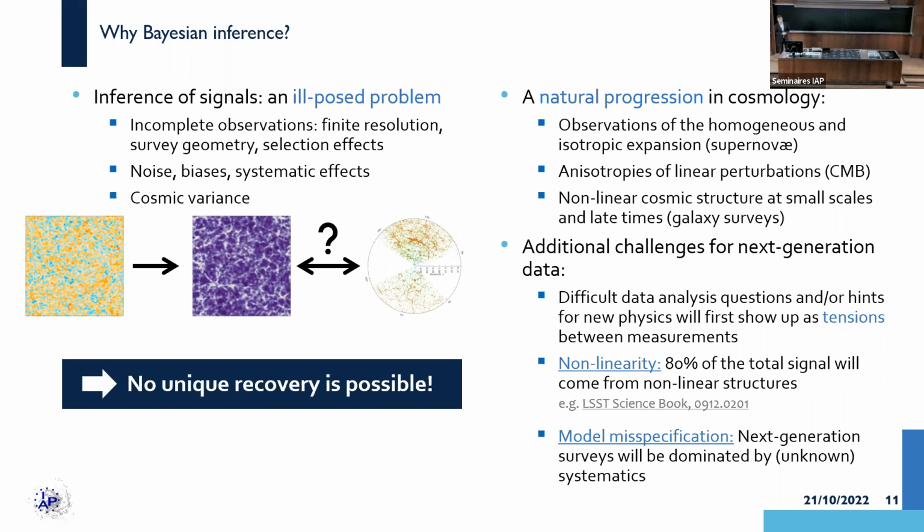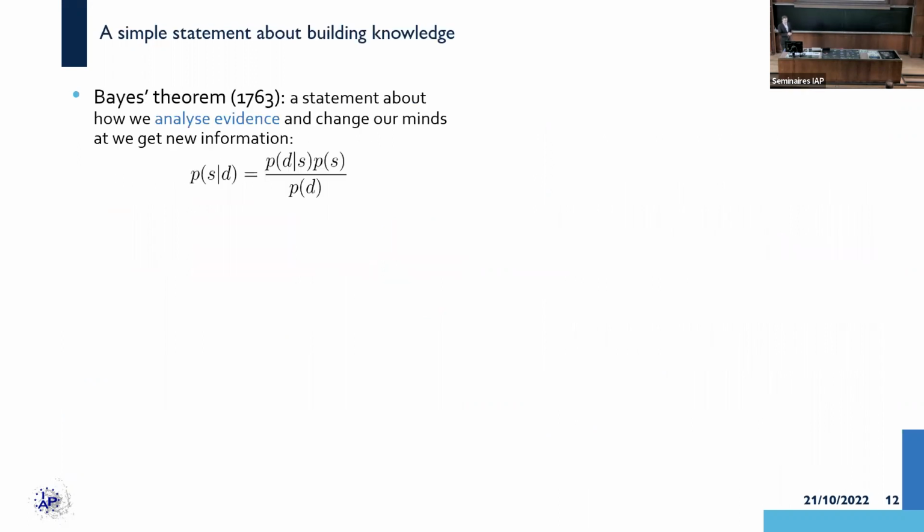Additional challenge, of course, will come from nonlinearity. That's about 80% of the total signal, which will come from nonlinear structures. And from model misspecification, because next generation surveys will be dominated by typically unknown systematics, not only known systematics, but unknown systematics. Right, so a Bayesian approach, so Bayes' theorem, that's the only equation in my talk, essentially.